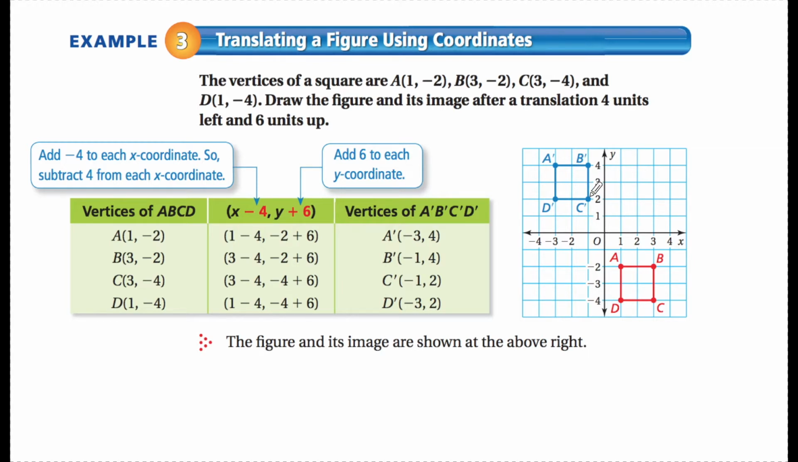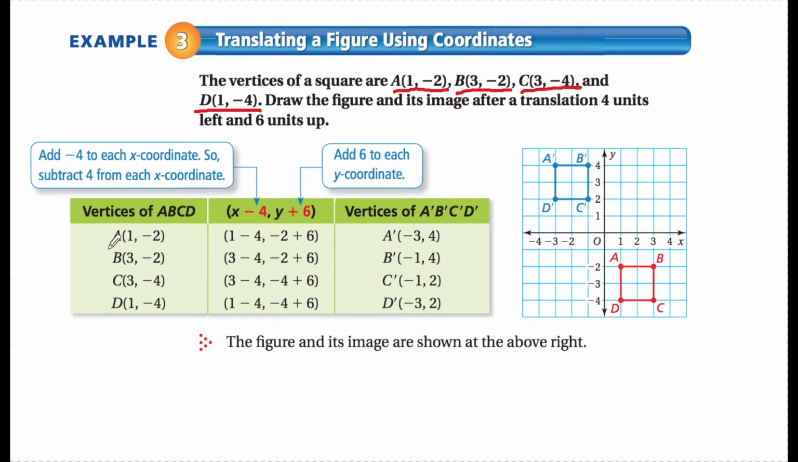Okay, so they gave us, let me underline it, they gave us A, B, C, and D. You're going to need to be able to plot these on your own. And then they want us to draw the figure, so this is the figure, and its image after a translation 4 units left and then 6 units up. So we're going to go 4 units left, except we're going to use our table.